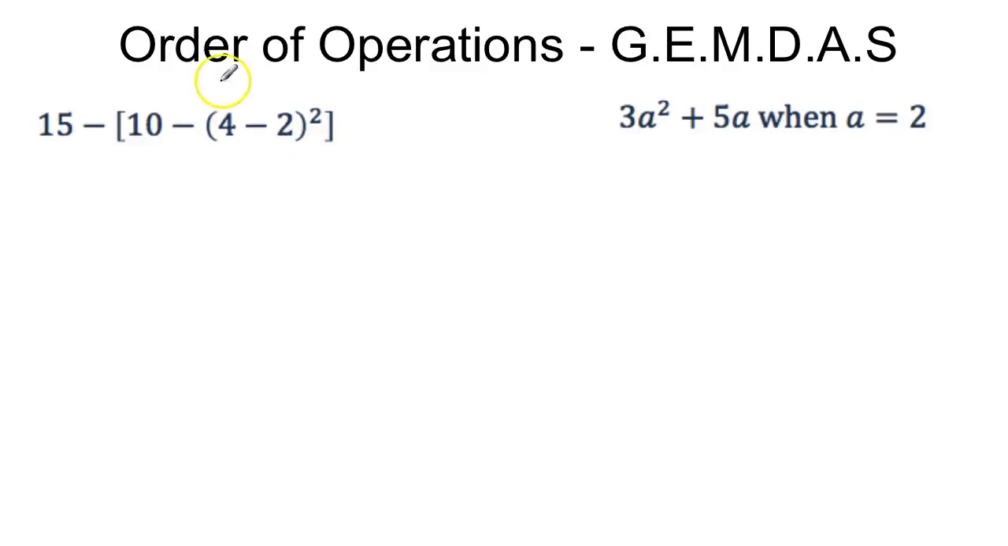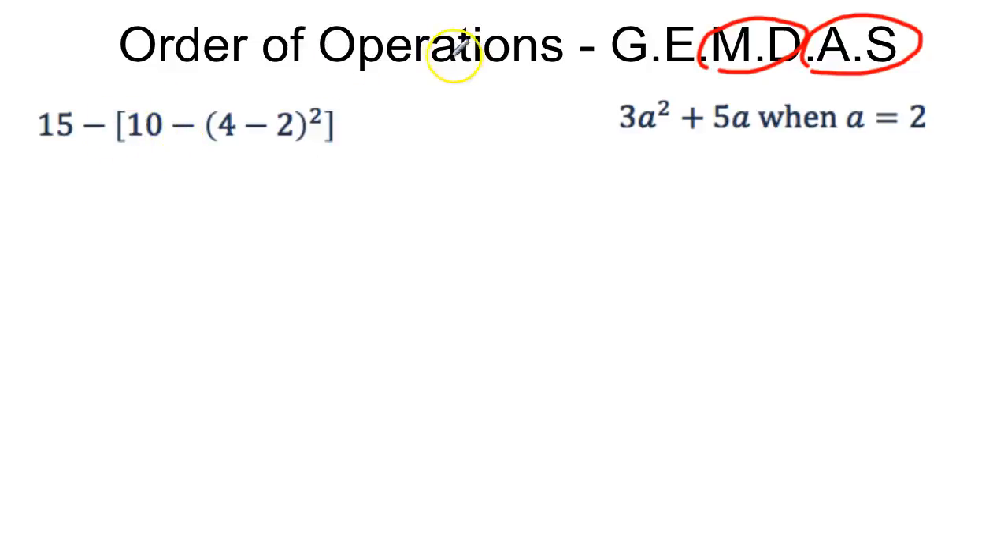So we're going to start off. This was from the first lesson, 0.1, the order of operations. We have GEMDAS. G stands for grouping symbols, E exponents, multiply or divide comes next, add and subtract comes after that. We have an example over here that we're going to do together.